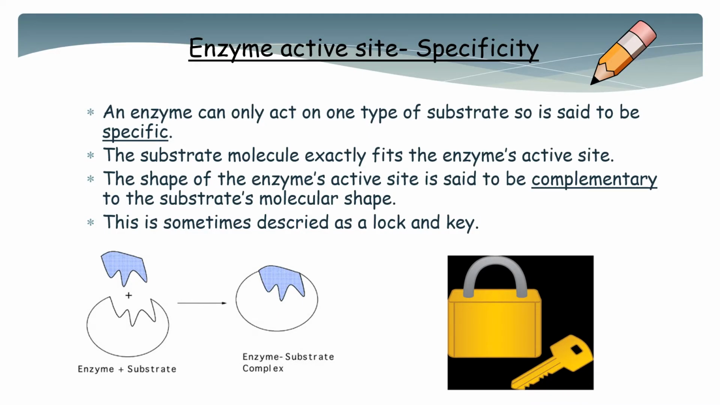So we're wanting to summarise about enzyme active site specificity, so basically what we've already said. So an enzyme can only act on one type of substrate, so it's said to be specific, and the substrate molecule exactly fits the enzyme's active site, so that is the key word there, active site. And the shape of the enzyme's active site is said to be complementary to the substrate's molecular shape. And this is sometimes described as a lock and key, because only one key fits one lock, just like one substrate fits one enzyme's active site. It's complementary to the active site. So the shape of the substrate is complementary to the enzyme's active site. So then after that, the substrate will then create a product.